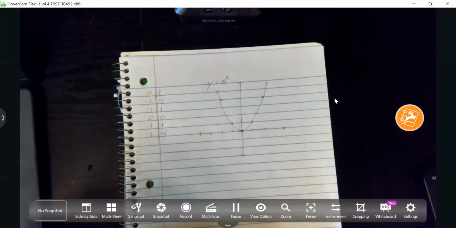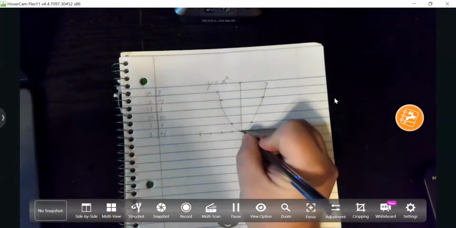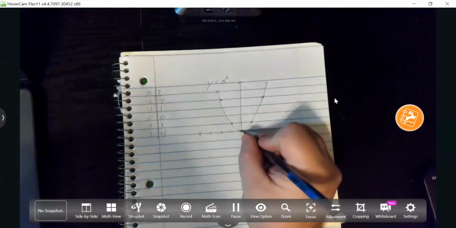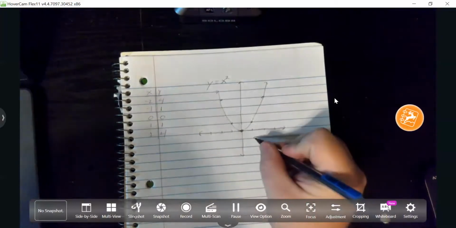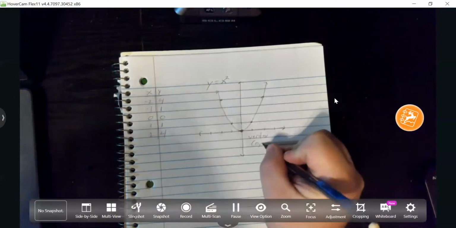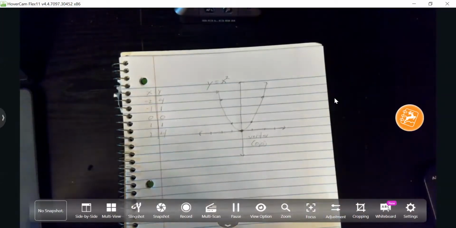Now, when we look at these, there's certain key points that we really want to look at. So first is the tip of this parabola. That's the vertex. In this case, our vertex is the point 0, 0. So it's always the tip of the parabola.